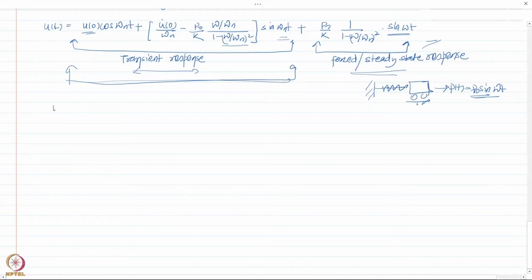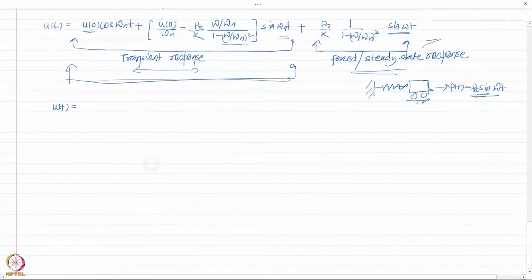I'm going to write it as u of t, but remember that I'm only considering the steady state response part of it, because this is what would be important. However, you have to keep in mind that initially the system would have some transient response as well as steady state response. All right, so let us look at what the steady state response is. I can write my steady state response as this term times sine of omega t.